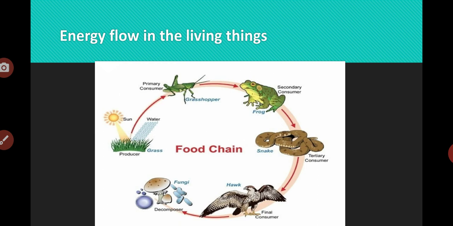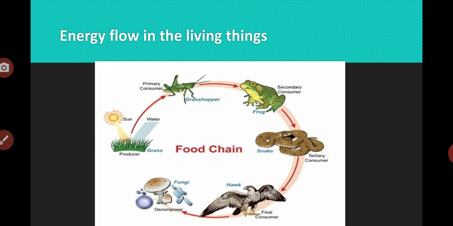Plants trap the energy of sunlight to prepare food. They use some of this energy for their growth, but some energy is stored in their body in the form of starch. The energy in starch is transferred to animals when they eat plant food. Animals use part of this energy to work and grow, and store part of the energy in their body.